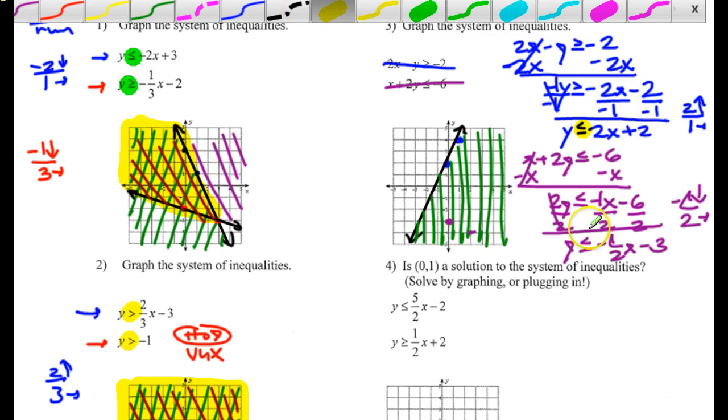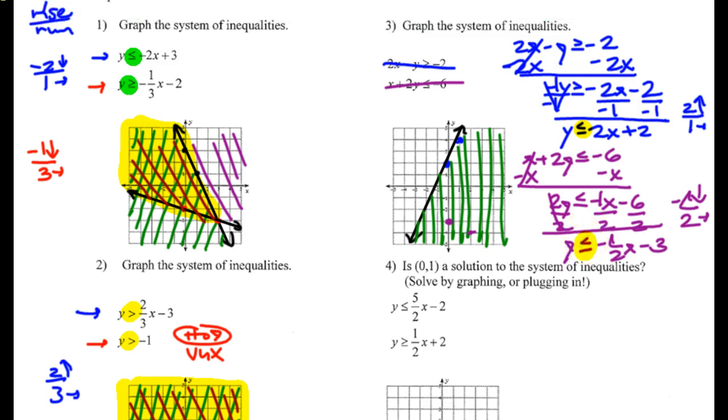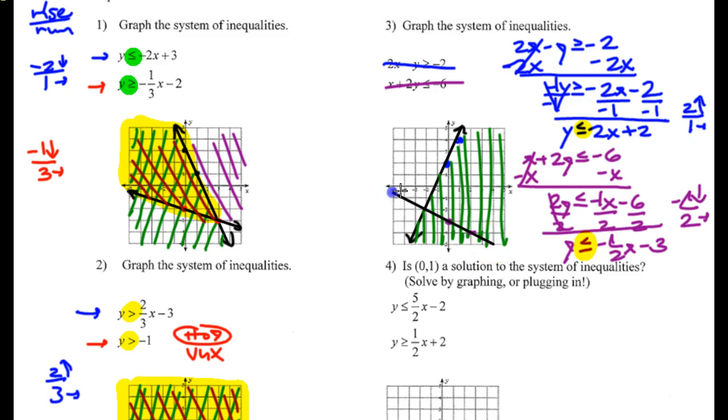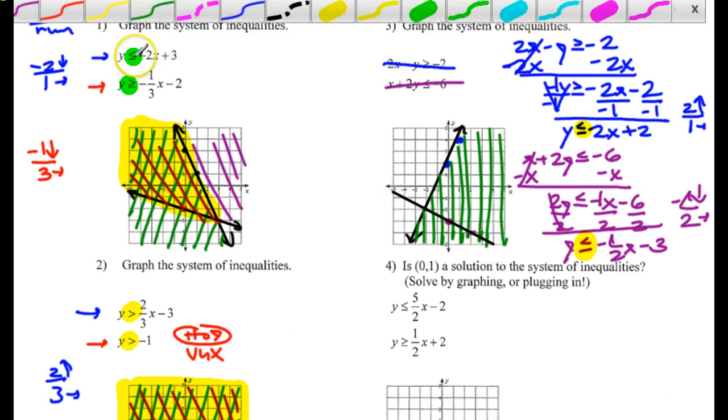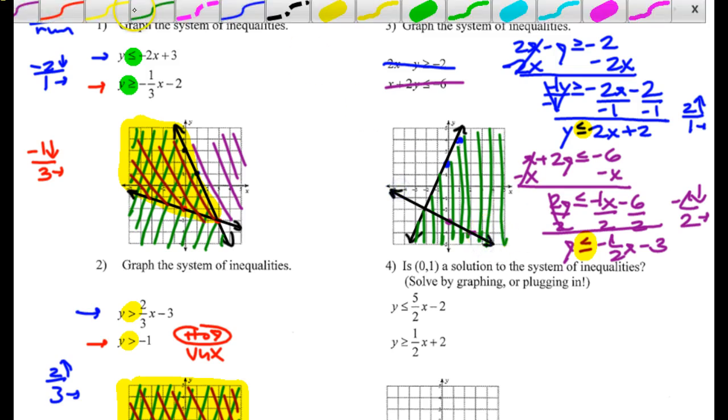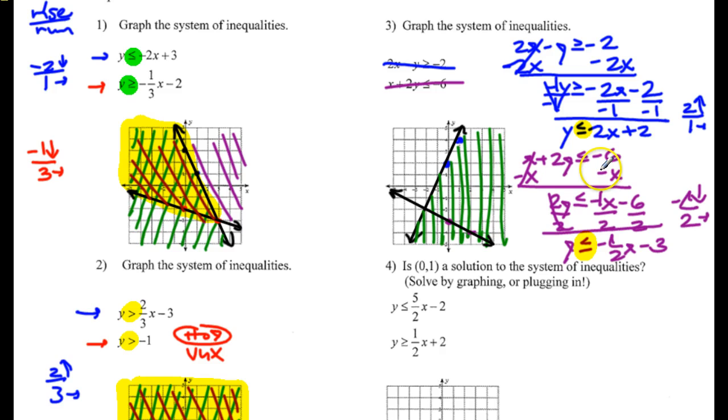And then check the sign. The sign is less than or equal to. So once again, because it's equal to, I'm going to use a solid line. Put the arrows on the line, because that means the line's going on forever. Now it's time to shade.